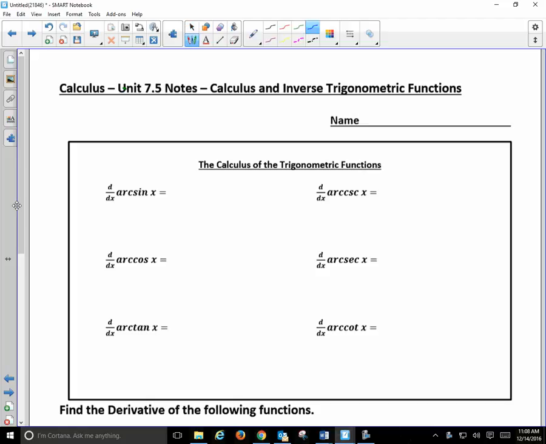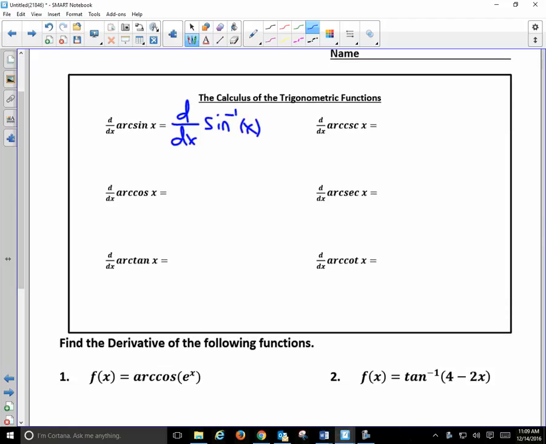So you know on the calculator, you go second sine, you get that sine inverse. That is an operation itself. And so if you see the derivative of arc sine, that's the same thing as the derivative of sine inverse of x. Note that that is not 1 over sine of x. 1 over sine is cosecant. But the derivative of arc sine is 1 over the square root of 1 minus x squared.